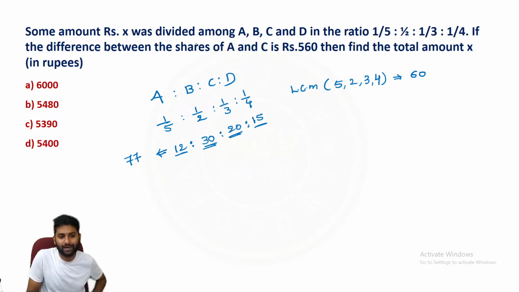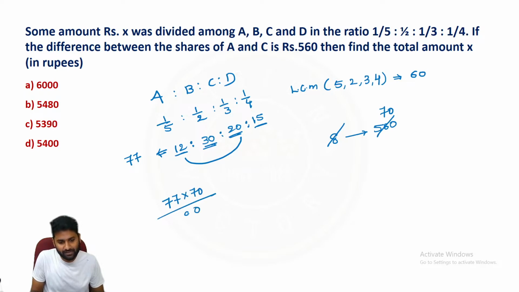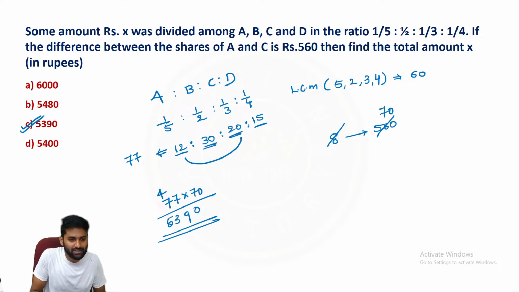Now here the comparison says the difference between A and C. So the difference between A and C is 8 units. If 8 units is equal to 560, then each unit is exactly 70. Now the question here: what is the total amount? The total distribution is 77 units. 7 sevens are 49, 49 plus 4 is 53, so the total amount is 5,390.